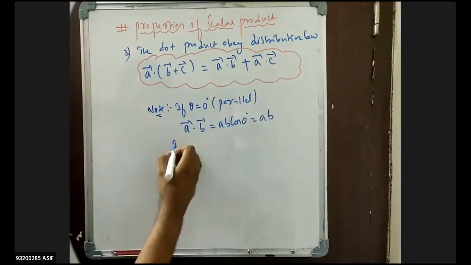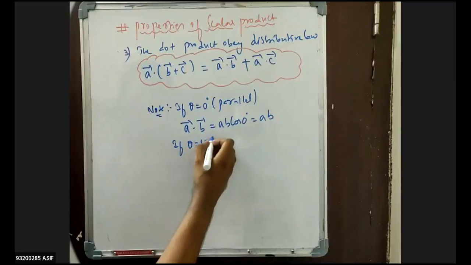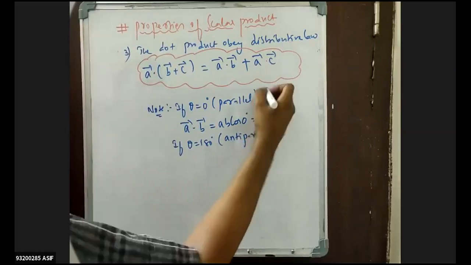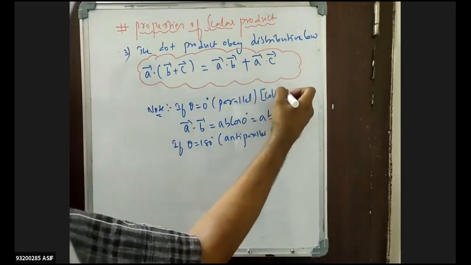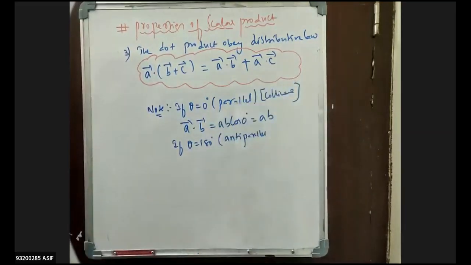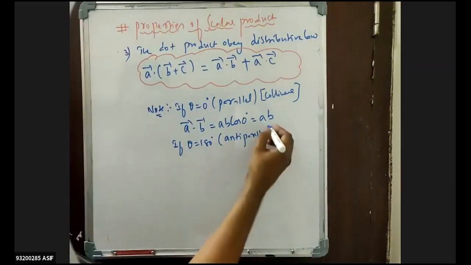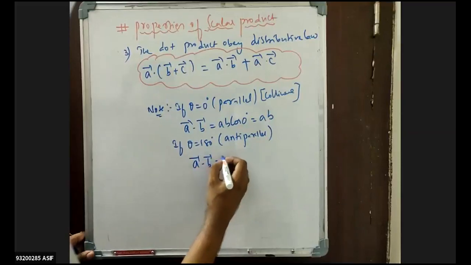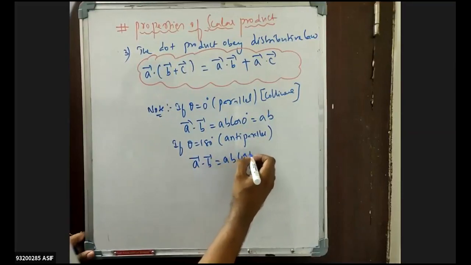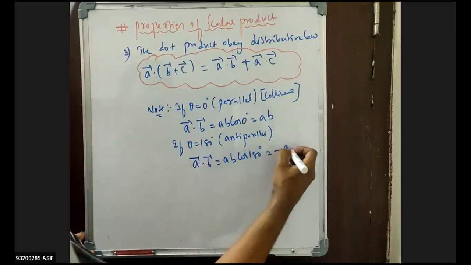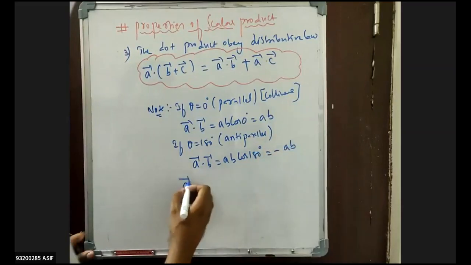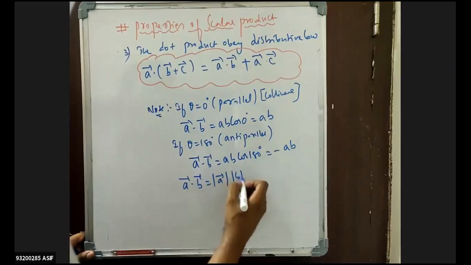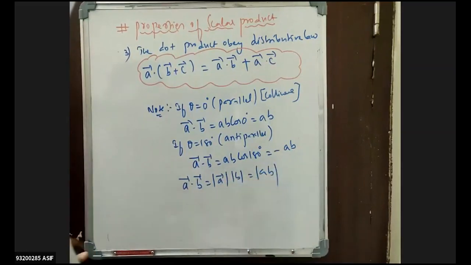Then, if theta is equal to 180 degrees, they are known as anti-parallel vectors. This one is also called collinear vectors. Collinear means along the same line. Theta is nothing but 180 degrees, and they are called anti-parallel vectors. So A bar dot B bar will be equal to AB into cos 180. Cos 180 is how much? Minus 1. So it is minus AB. So A bar dot B bar will be equal to the magnitude of A and the magnitude of B, that will be equal to magnitude of AB.